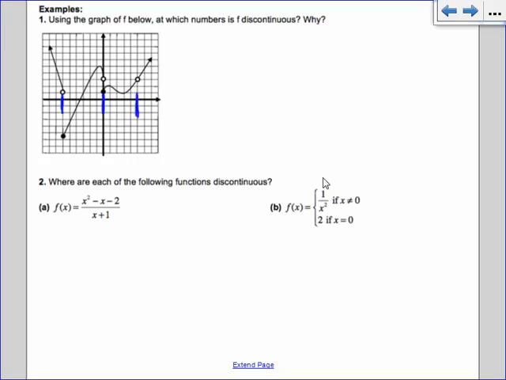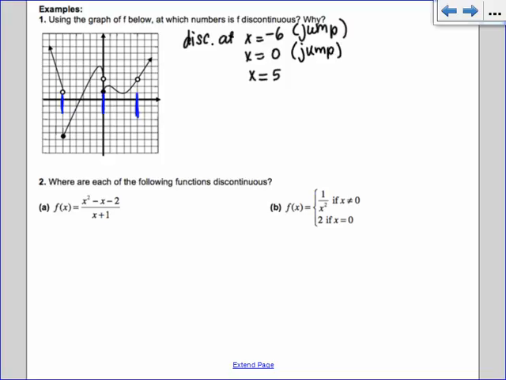Okay, so it's going to be at x equals, I think it's -6, at x equals 0 and at x equals 5. And the reason that it is discontinuous at -6 is because there's what we call a jump. So it jumps from one y value to another y value. Okay, so that's a jump discontinuity. And then the same thing at 0, that is also a jump discontinuity.